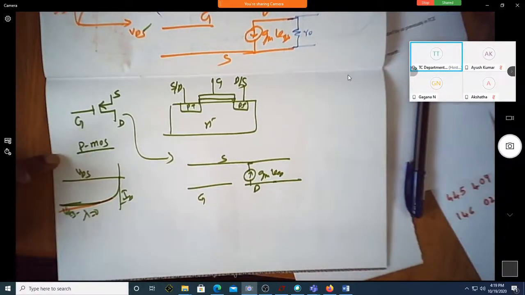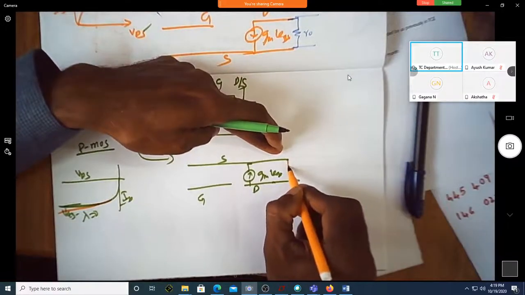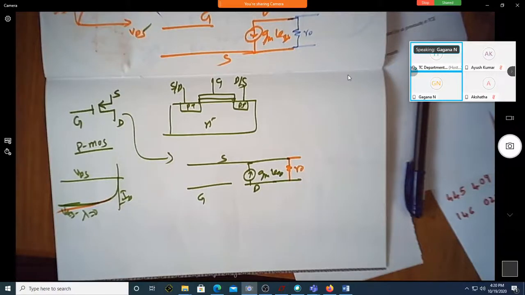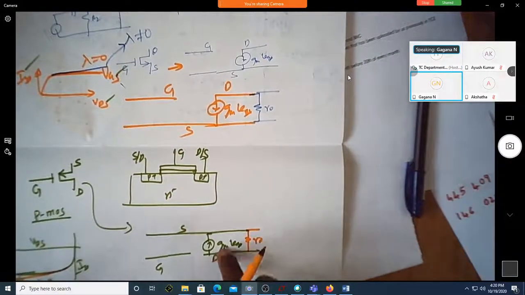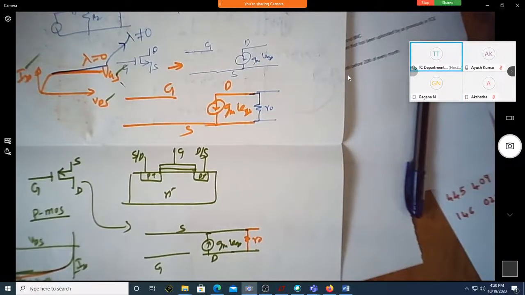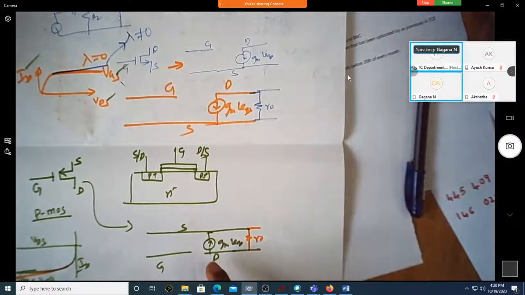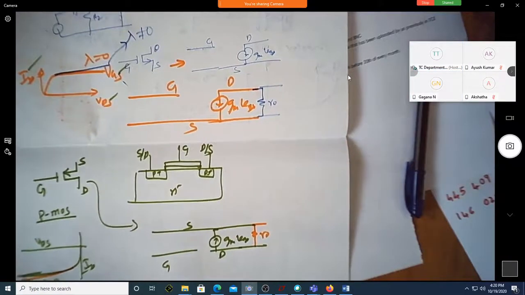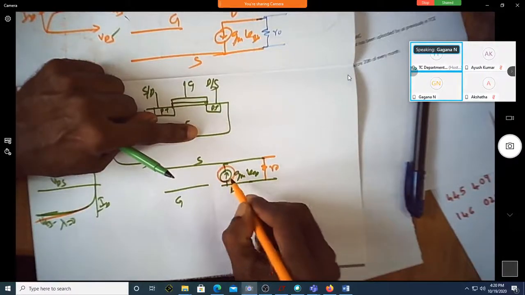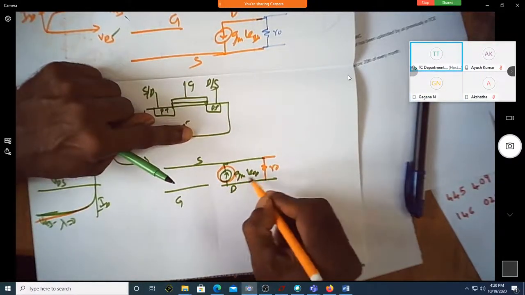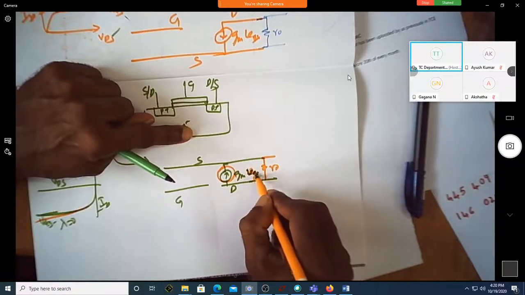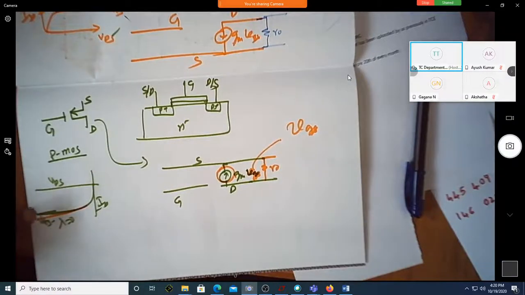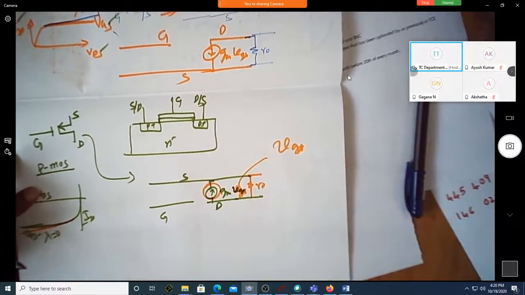So shall I represent this also by a resistor R naught? Yes, sir. As we did it for this, it is exactly the same way. Here also it is from drain to source. Correct? See now, this is a current source, a voltage dependent current source. The voltage is the small signal voltage. This is small VGS. This is not a DC voltage.